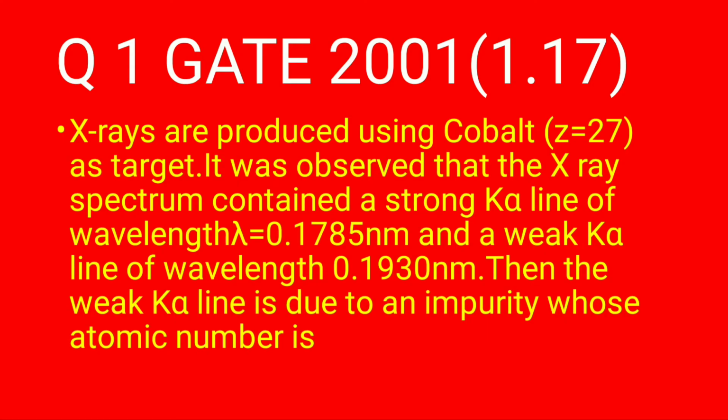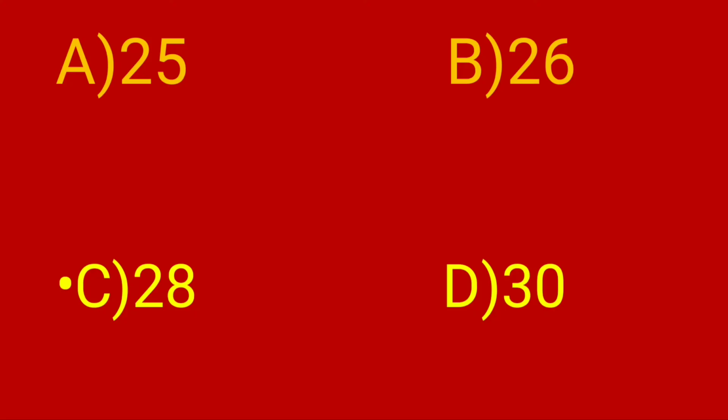Question number 1. X-rays are produced using cobalt, Z equal to 27, as target. It was observed that the X-ray contained a strong K-alpha line of wavelength lambda equal to 0.1785 nanometer and a weak K-alpha line of wavelength 0.1930 nanometer. Then the weak K-alpha line is due to an impurity whose atomic number is, 4 options are given: A 25, B 26, C 28, D 30.